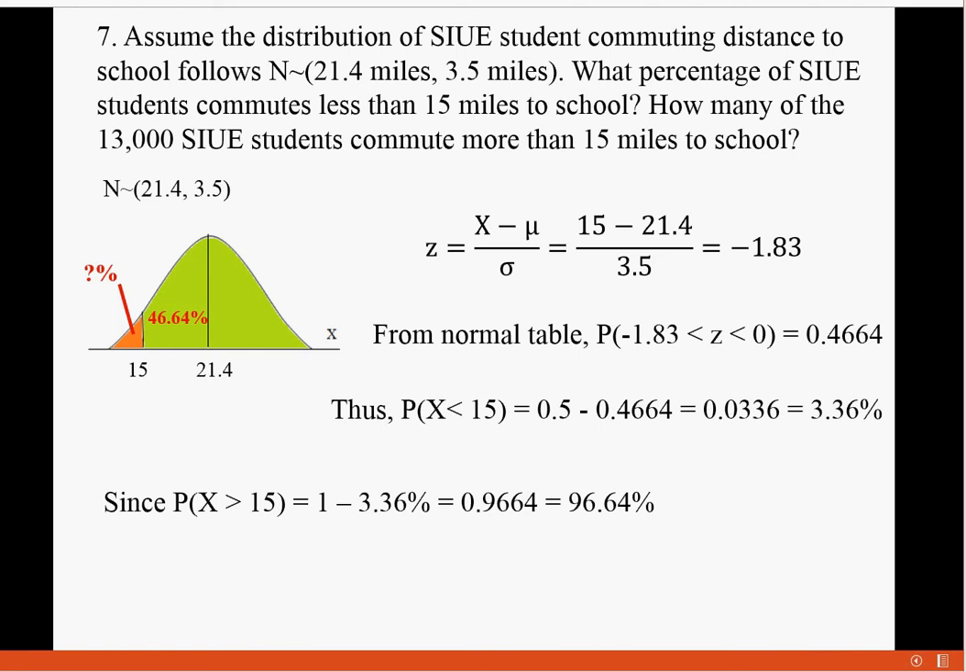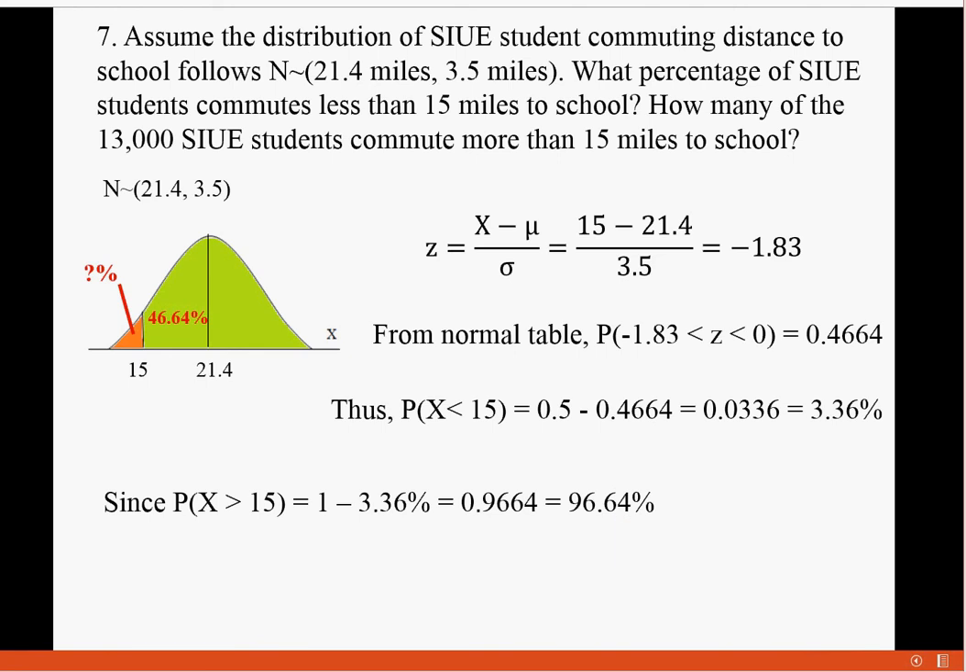We know it is to the right of 15. If to the left of 15 is 3.36%, to the right of 15 miles is 96.64%. So 100%, the entire distribution, minus 3.36% gives us 96.64%. So this percentage of students commute more than 15 miles.